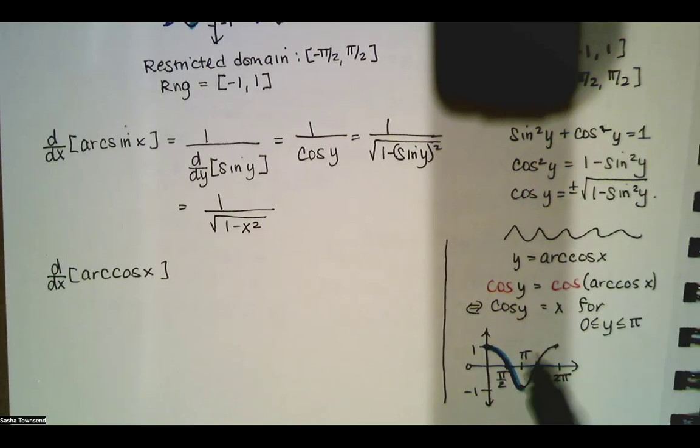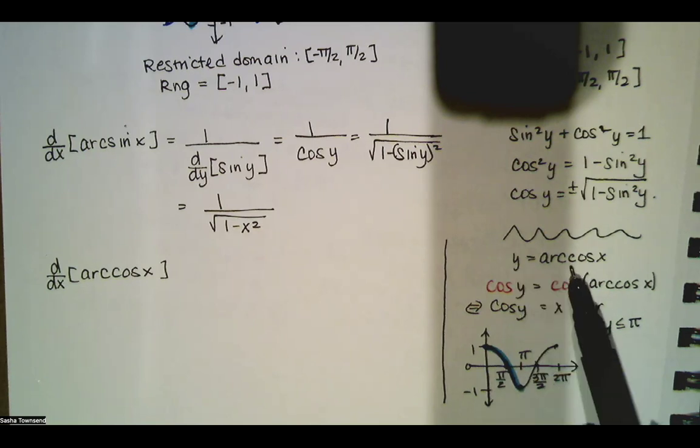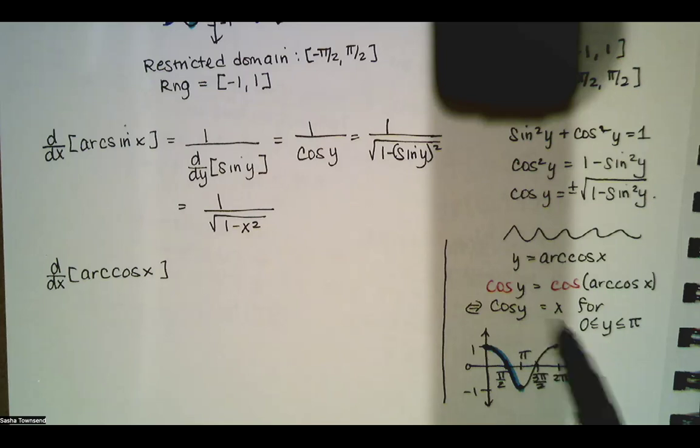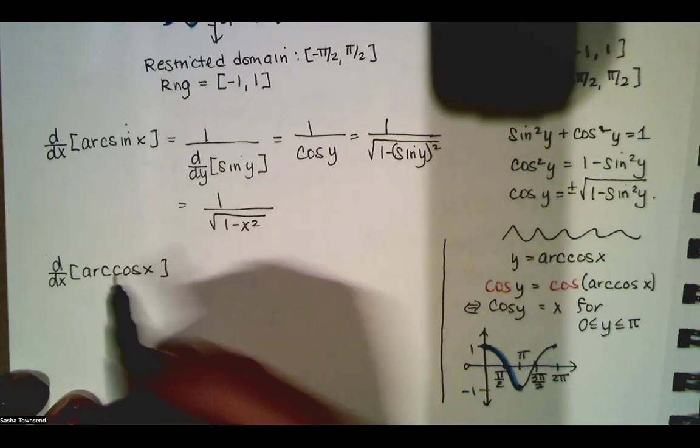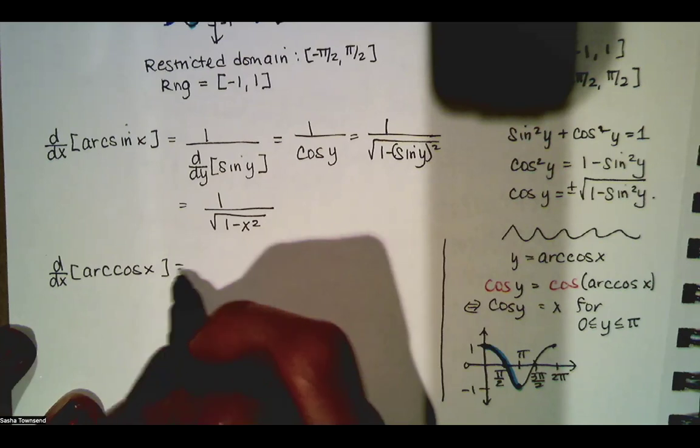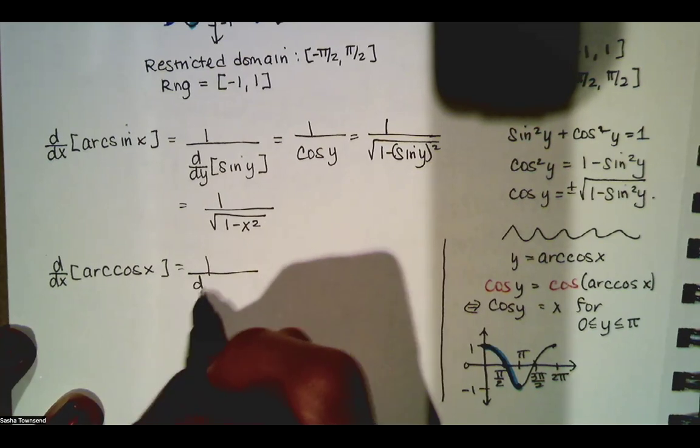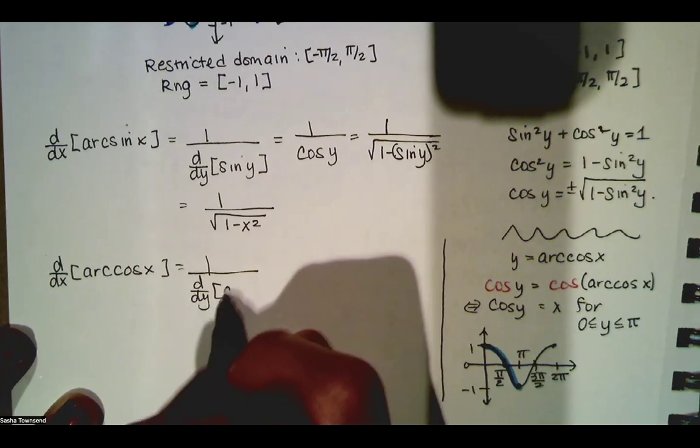If we restrict ourselves to the angles between 0 and pi, we get all of the cosine values between -1 and 1. So y equals arc cosine of x is equivalent to cosine of y equals x, as long as our y values are between 0 and pi and our x values are between -1 and 1. Okay, so what's the derivative of arc cosine of x? Well, I claim it's 1 divided by the derivative with respect to y of cosine of y.